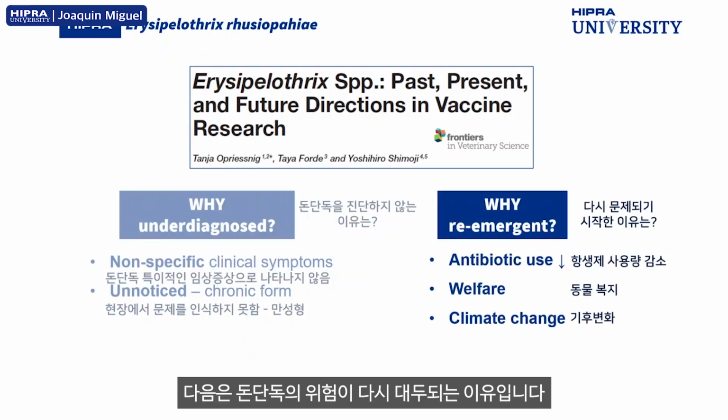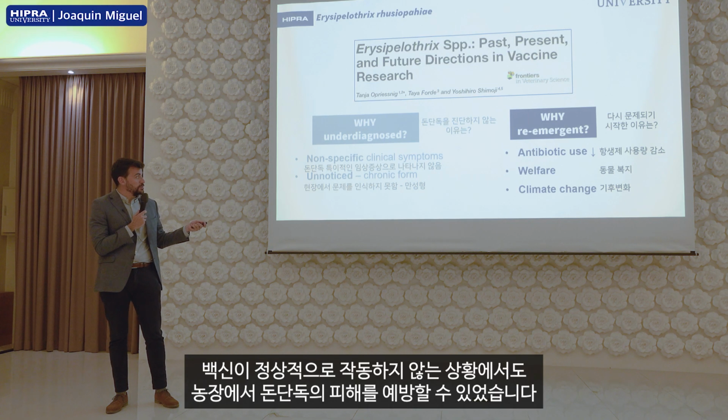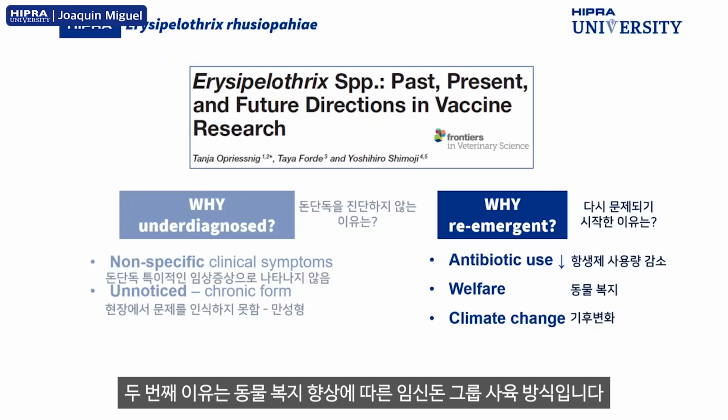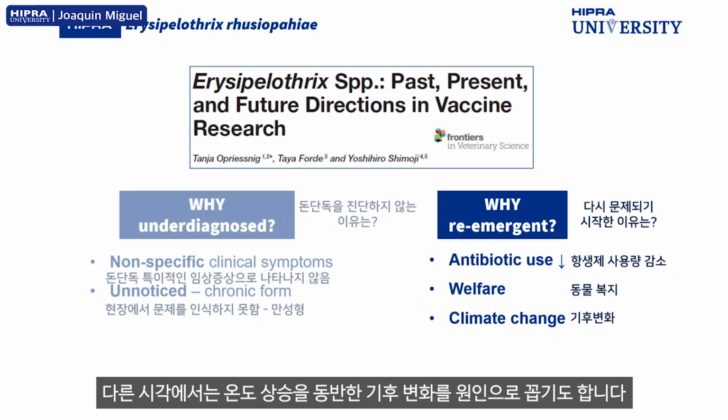And why re-emergent? Because of the reduction in the use of antibiotics. As I said, the high use of antibiotics that has been present in the farms in Europe, USA and Asia mitigated the effect of this bacterium in the farm when the vaccination protocols were not working properly. Also, welfare conditions such as group gestation are going to increase the circulation of the bacterium in the farm. And even climate change is mentioned here in this article because of the warming temperatures.